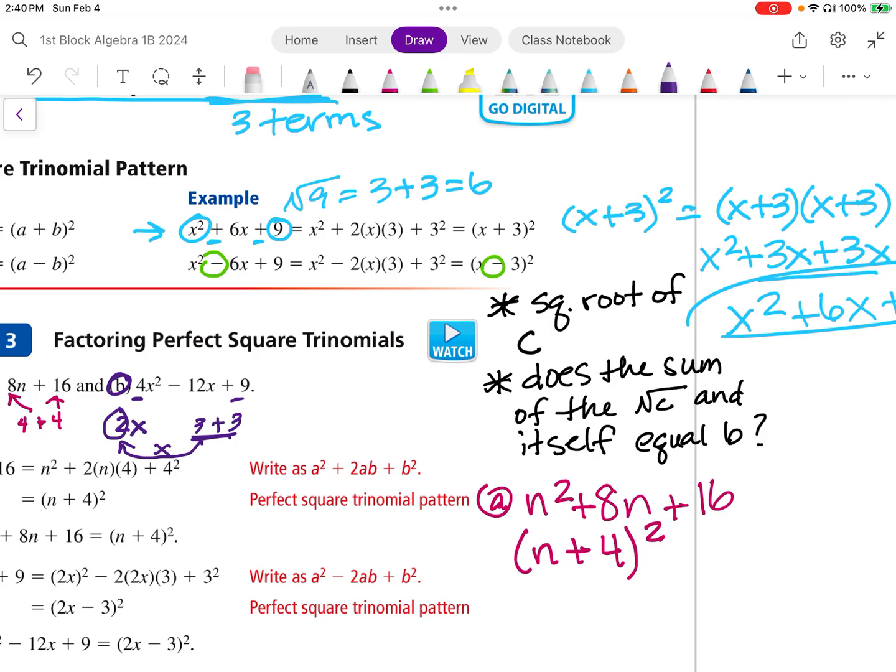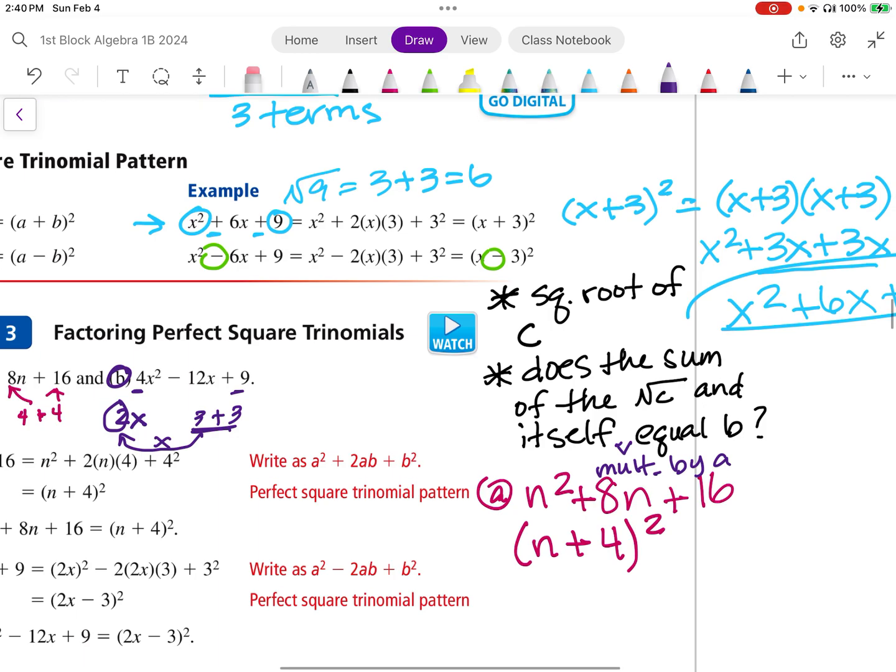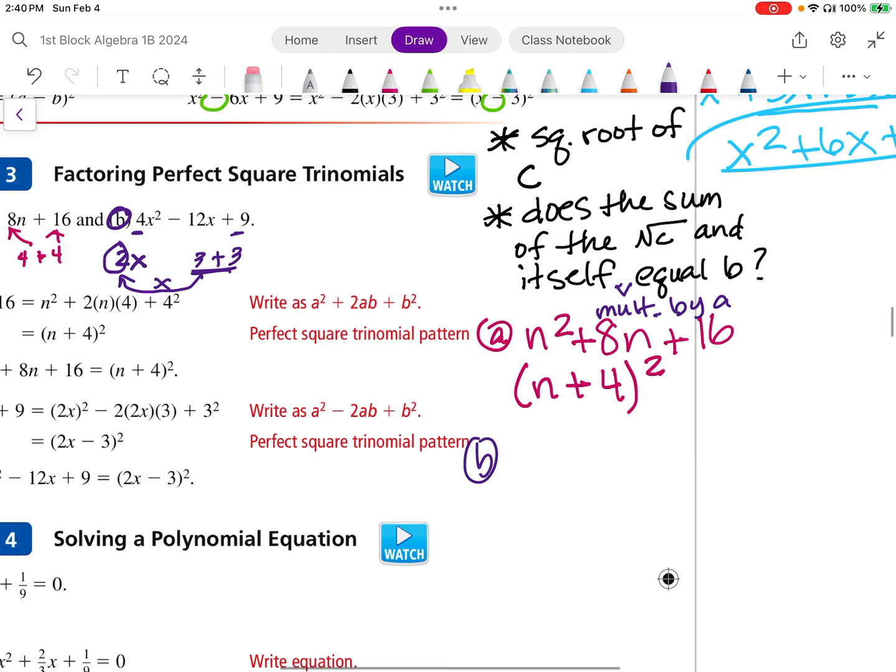So you're taking the square root of c and itself, multiplied by a, to equal b. So that's what we're looking at here. And I do believe it does. b, 4x squared minus 12x plus 9. The square root of 4x squared is 2x. I have a minus sign here. Square root of 9 is 3, and this is squared.